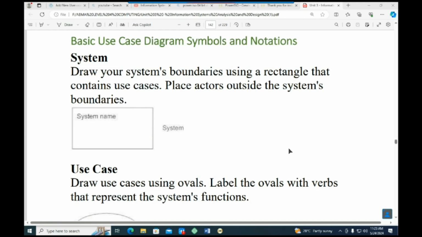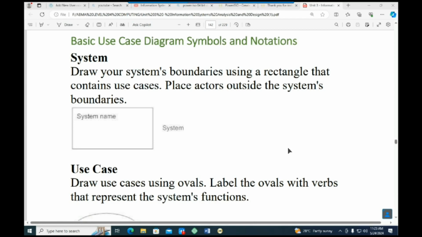Okay, and then another important thing that you need to know is that we have use cases. Use cases are normally shown using ovals, and the use case will show the functions. They are normally verbs. But then we have the actors, and the actors are normally placed outside the system boundary. Get this clear. This rectangle will show the system boundary. We have use cases that are going to be inside the rectangle, inside the system.